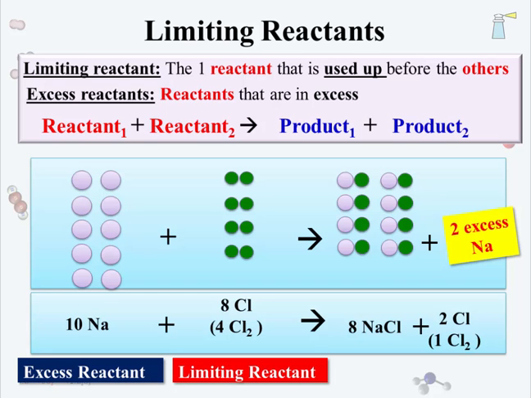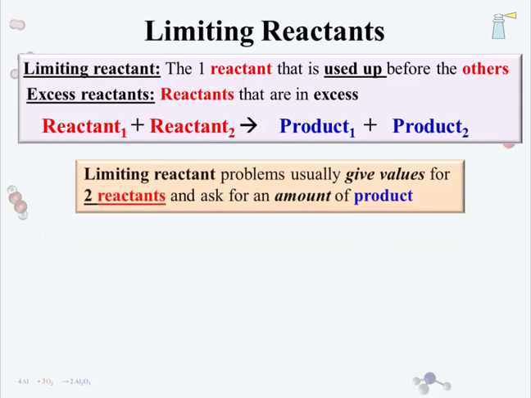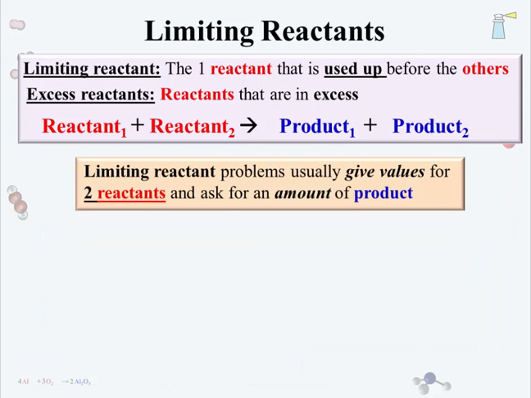The concept of a limiting reactant seems straightforward enough. But when and where does it come up? Limiting reactant problems often give amount values for 2 or more reactants and ask for an amount of product. The problem has an expectation that one reactant is the limiting reagent. It is not as easy as choosing the one with the smaller number.